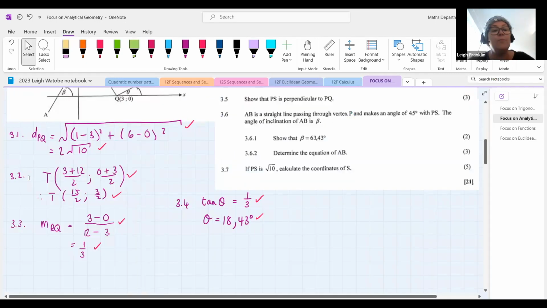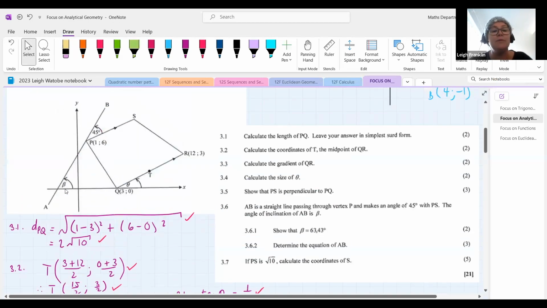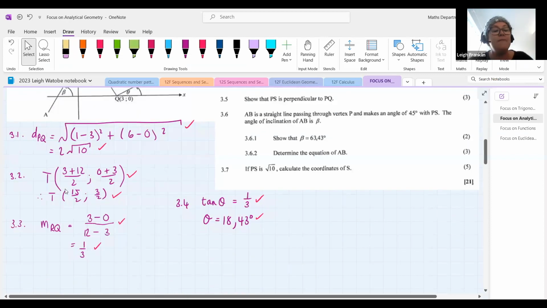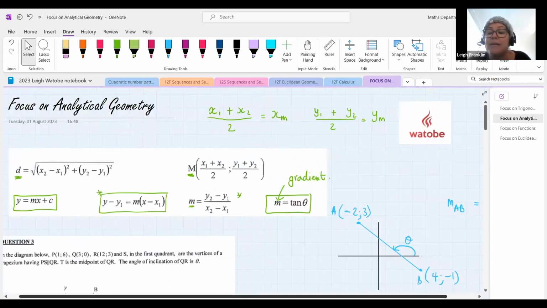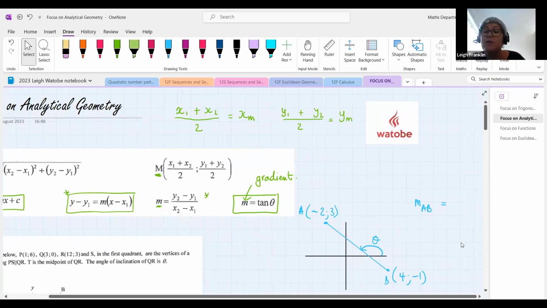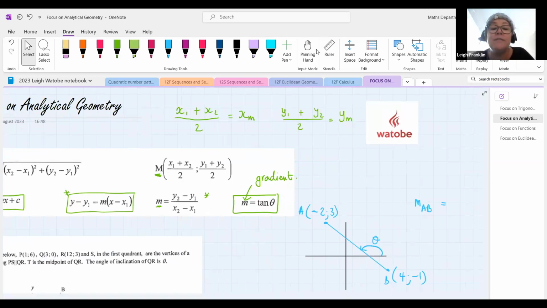If you have a look over here on the left-hand side, when I calculated the length of PQ, I wrote there DPQ, and I correctly labeled T, my midpoint. And when I was calculating the gradient of line QR or RQ, I labeled that that was what I was trying to do. Little things like that can help, especially when the questions become a little bit more complicated, as they so often do.